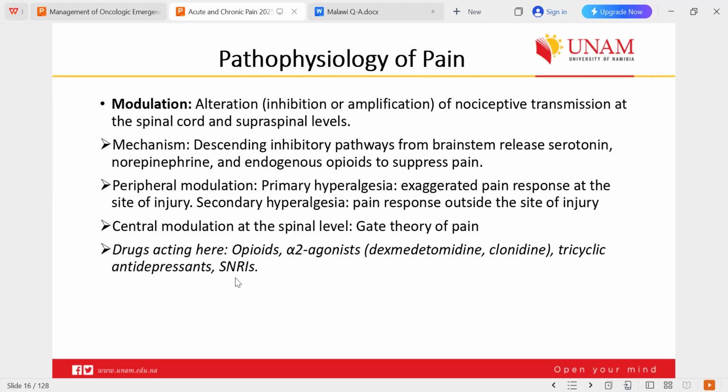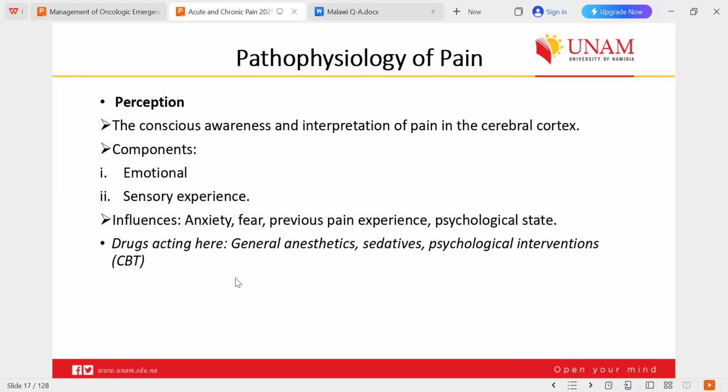Okay, at the modulation, we have opioids, alpha-2 agonists. And then the perception, this is where general anesthetic agents, sedatives, and other psychological interventions act.